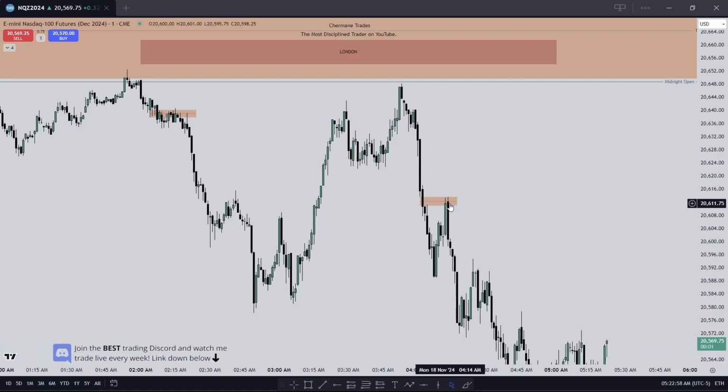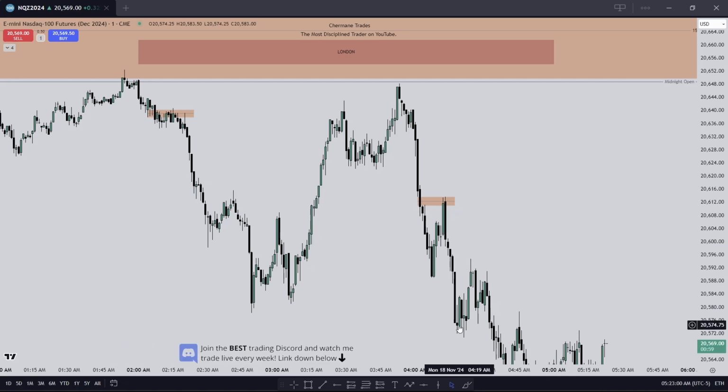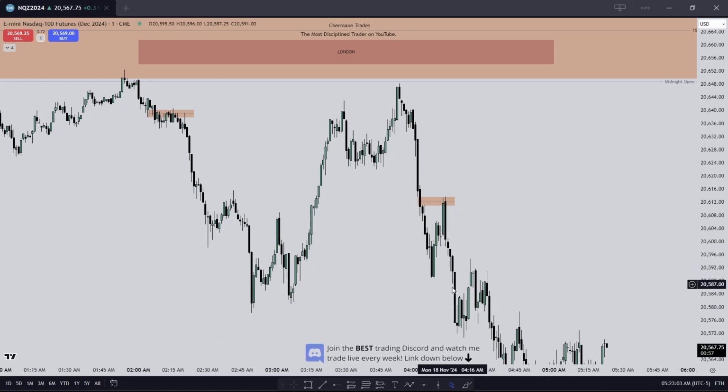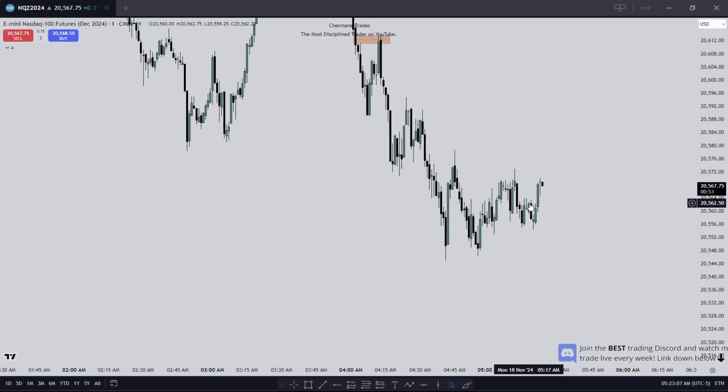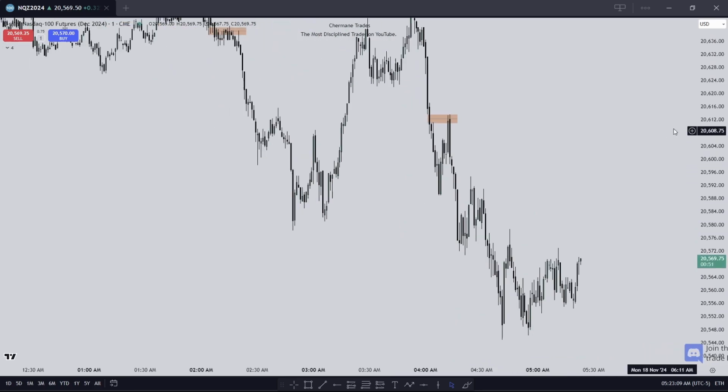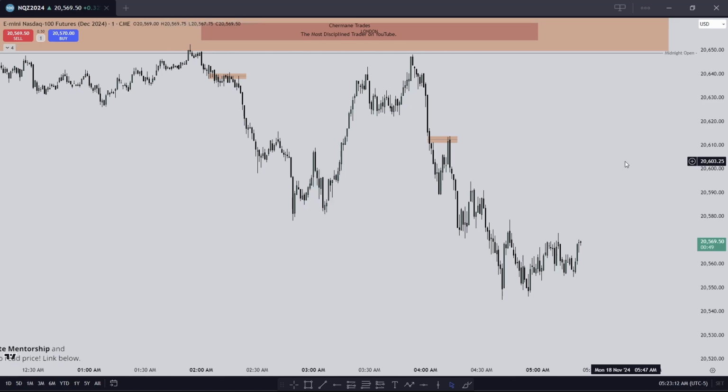Consequent encroachment, look at the bodies. Awesome. Breaks lower, comes back up. Fair value gap here. Breaks lower, and now we're consolidating as we head into pre-market. So, quick summary, okay, quick rundown.